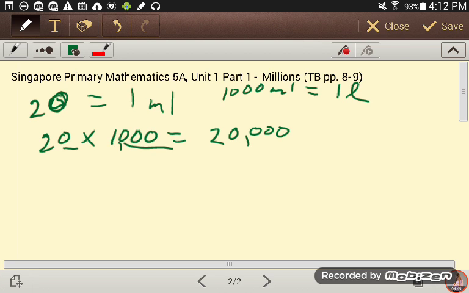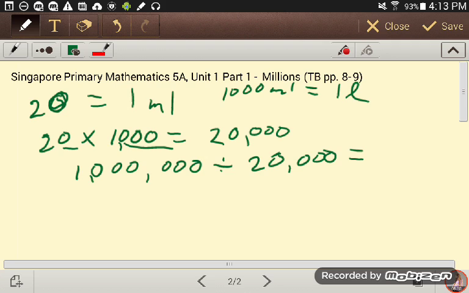Well, let's find out how many liters a million drops is. So we are going to divide 1 million by 20,000, because that's how many drops there are in a liter, and that's going to give us about 50 liters. So 50 liters of water is equal to 1 million drops. Wow, that is a big number.